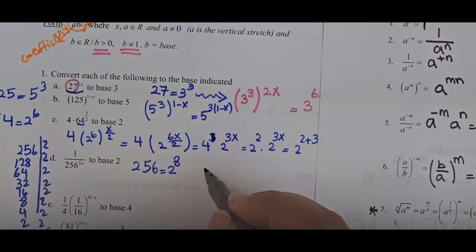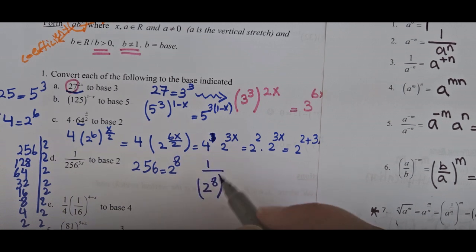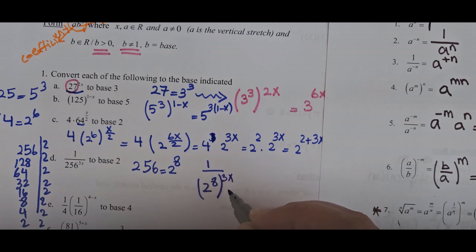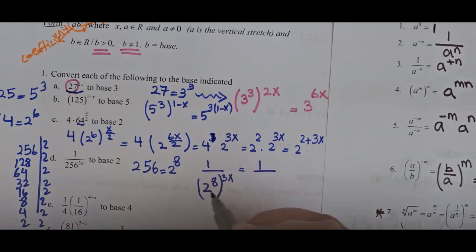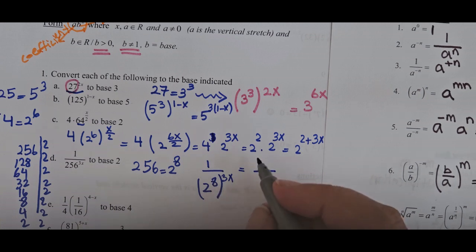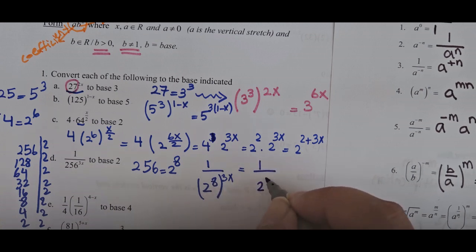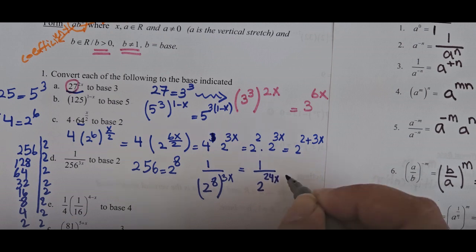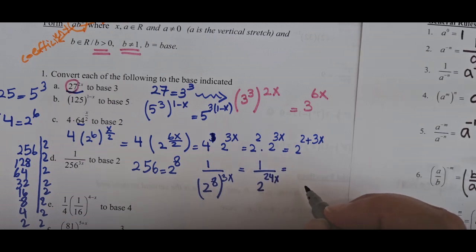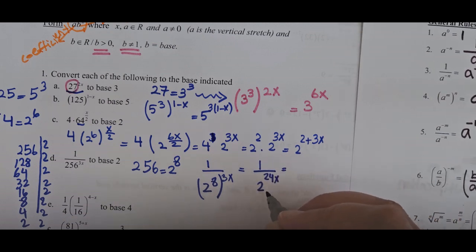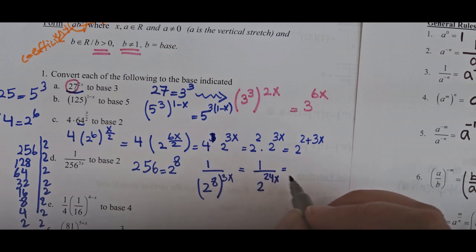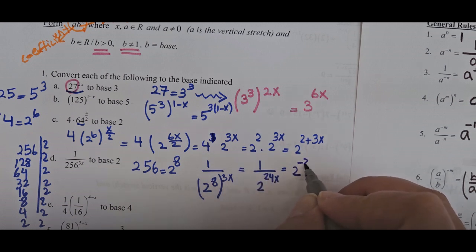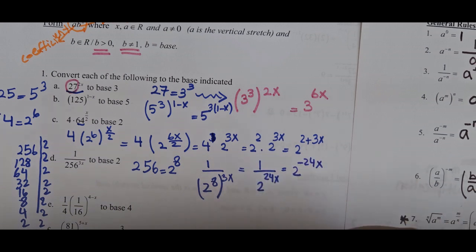Now let's substitute it. 1 over 2 to the power 8. I have 3 to the power x here. Now let's simplify it. 1 over 8 times 3x, which is 24x. Or if you prefer to have another function, you can move this up to the numerator and it makes it negative.